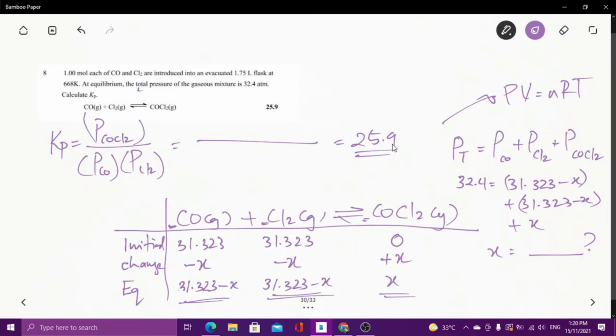Okay, so cuba buat pengiraan itu sendiri and then anda tengok dapat ke tak. Jalan kerja semua adalah sama sahaja seperti ini. Okay, so anda boleh cuba and we'll move on to the next question.